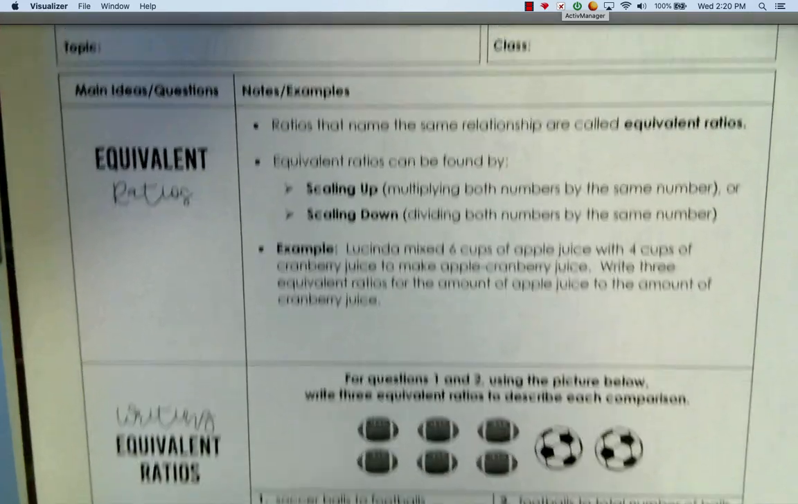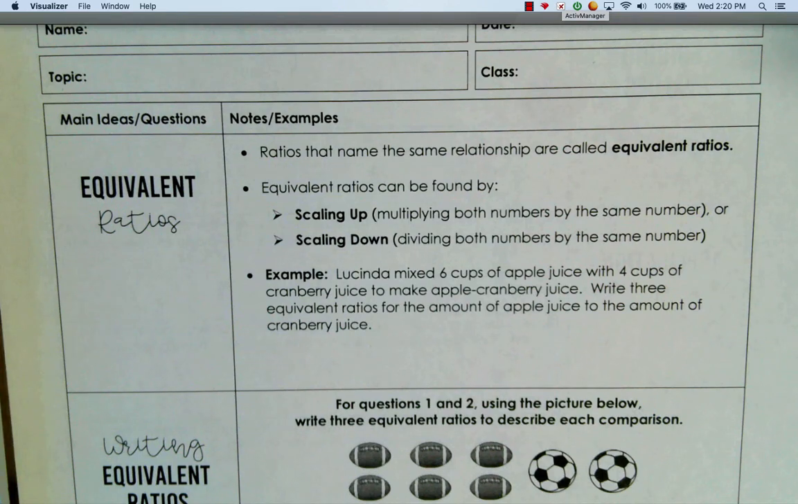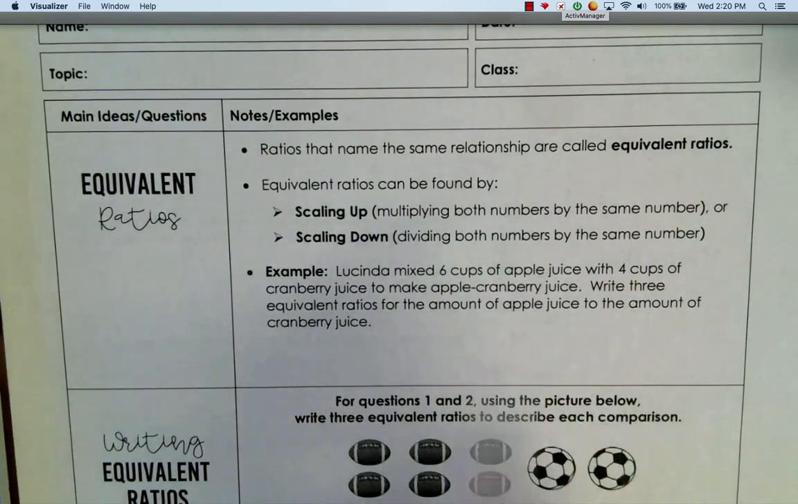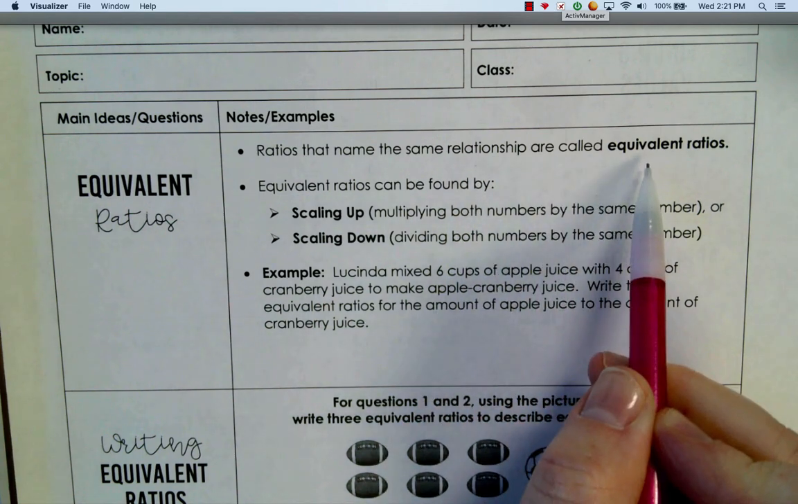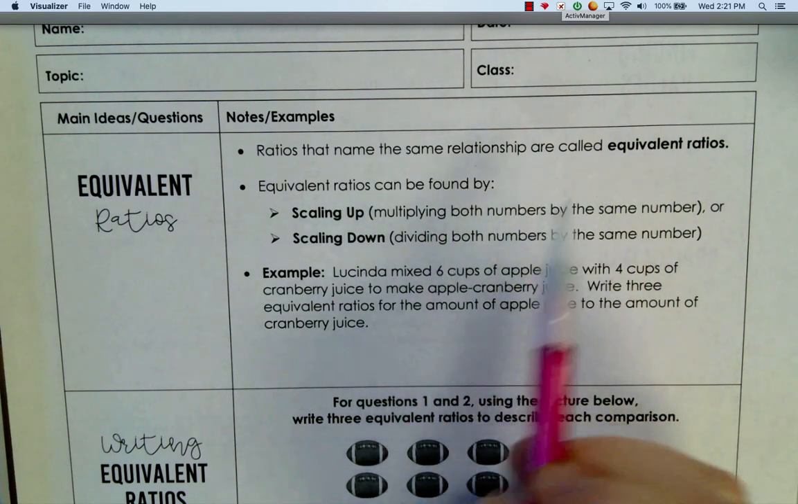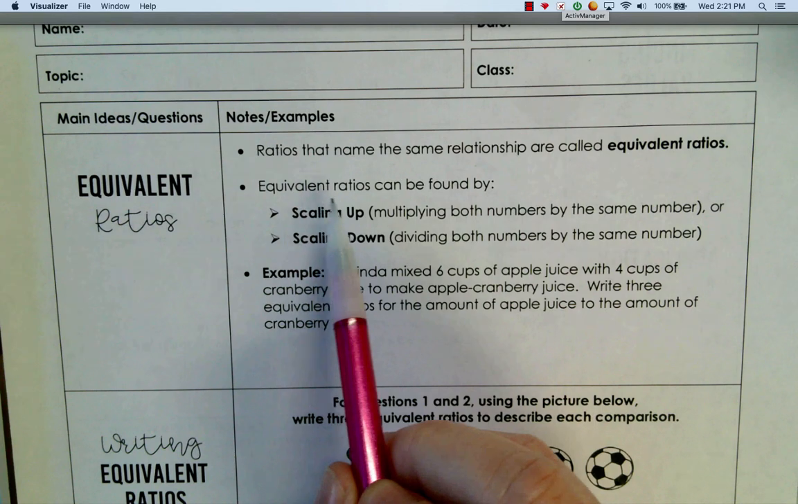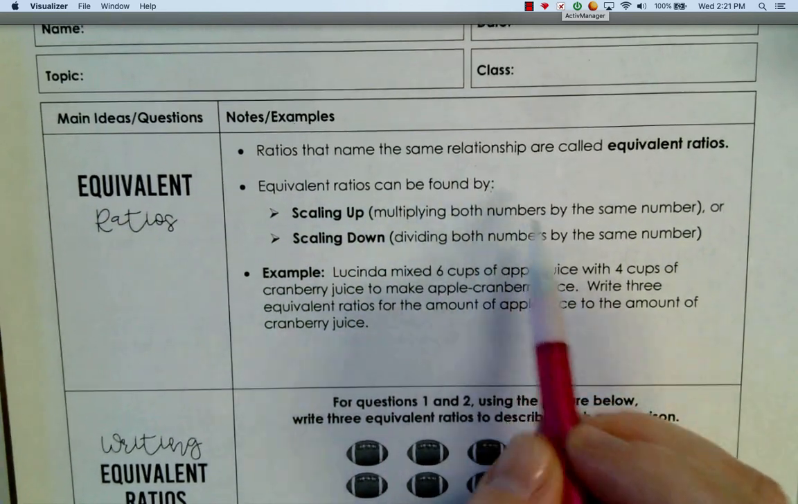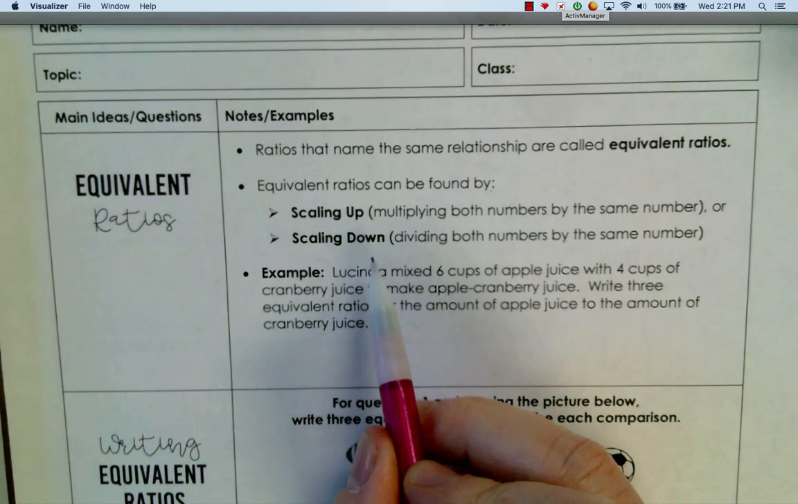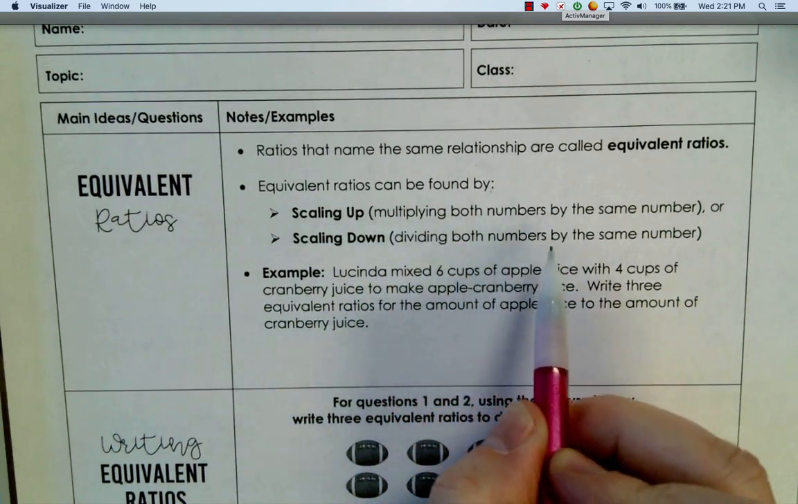Equivalent ratios notes. So this is very similar to equivalent fractions. Ratios that name the same relationship are called equivalent ratios, and that'll make sense a little later on. Equivalent ratios can be found by scaling up, where you multiply both numbers by the same number, or scaling down, dividing both numbers by the same number.